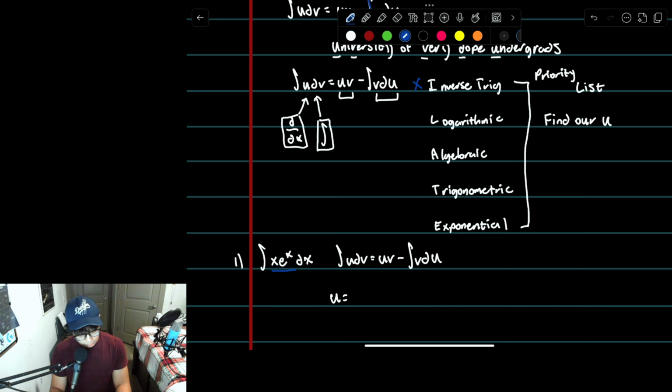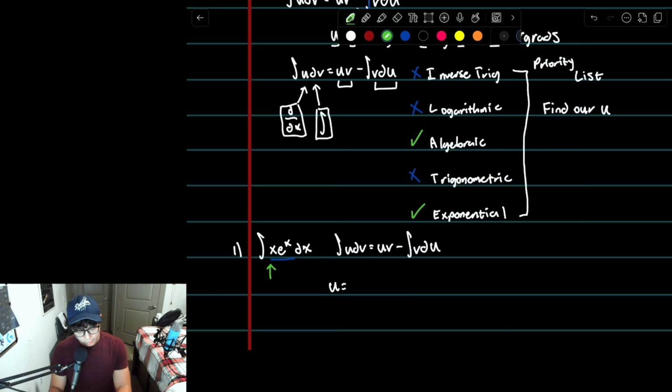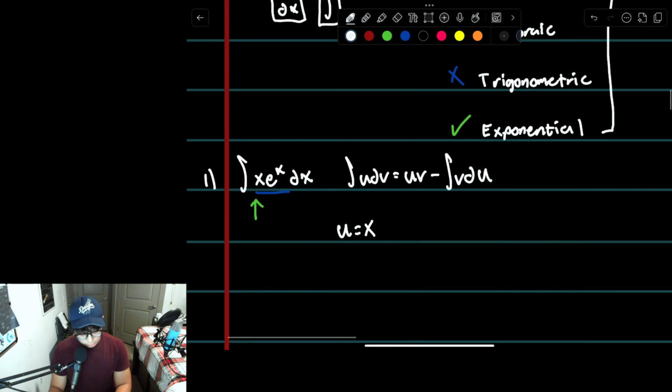No. Are they logarithmic? No. Are any of them algebraic? Yes. That's our x. Are any of them trigonometric? No. Are any of them exponential? Yes. Our e to the x. Now again, I said to treat this like a priority list from top to bottom, so x will be our u. Now we'll just find the du of that, which is the same as dx.